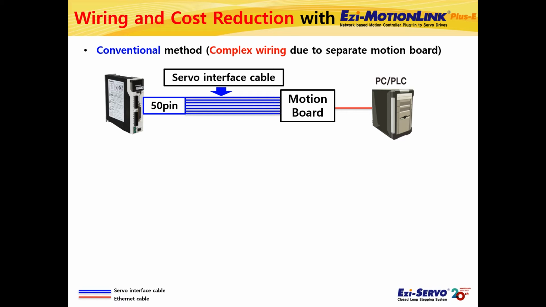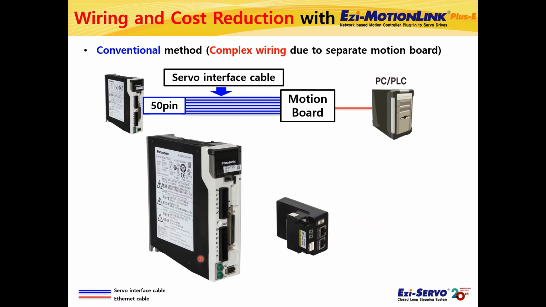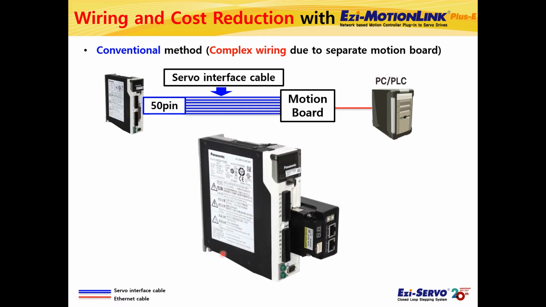Ezi-MOTIONLINK Plus-E is an Ethernet type 1-axis motion controller that can be used by plugging it into the interface connector of the Ezi-SERVO drive. As you can see, for example, there is a Panasonic Ezi-SERVO drive. Ezi-MOTIONLINK can be directly attached to the servo interface connector of this Panasonic Ezi-SERVO drive.